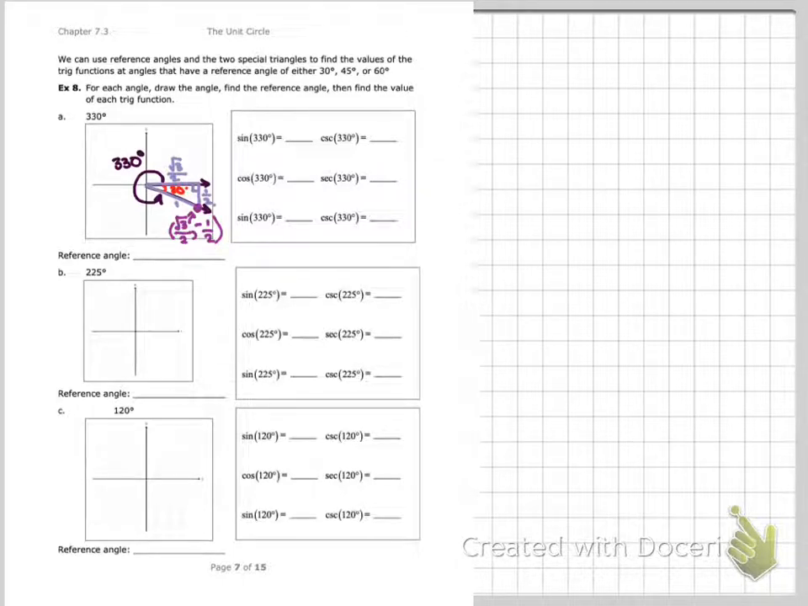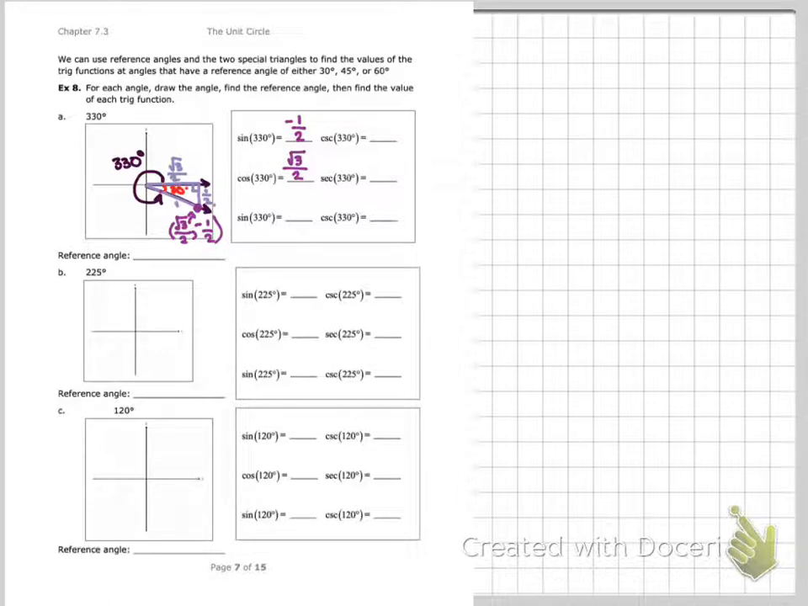The sine of 330, right here we're using this angle, opposite over hypotenuse, 1/2 over 1, but that 1/2 is going in the negative direction. So the sine of 330 is a negative 1/2. The cosine of 330, adjacent over hypotenuse, positive square root of 3 over 2 over 1. So we get positive square root of 3 over 2.